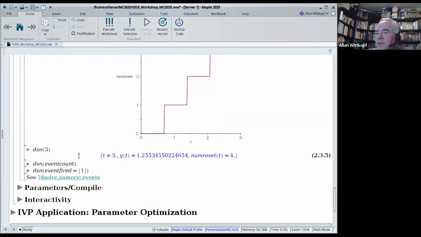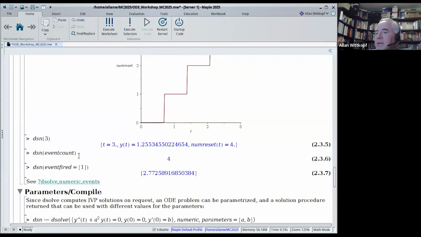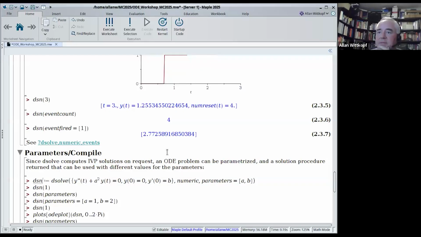So if you run the simulation, there are a couple of interactive features, like you can ask how many events fired, and when was the last time event one fired? So this is part of the interactivity. We'll see more on that later. And that's it for events for what I'm going to discuss here, but there's a lot of detail and other examples in the help pages.